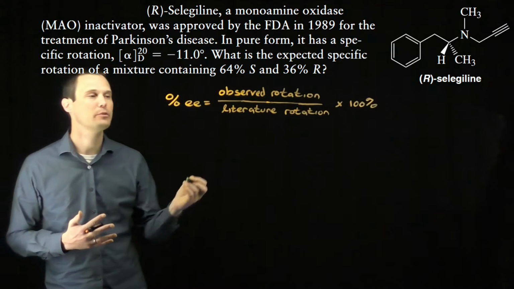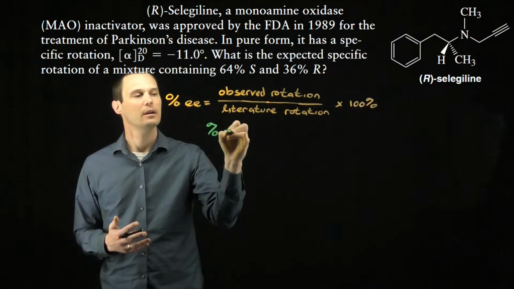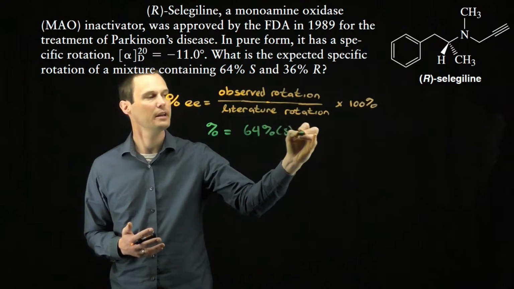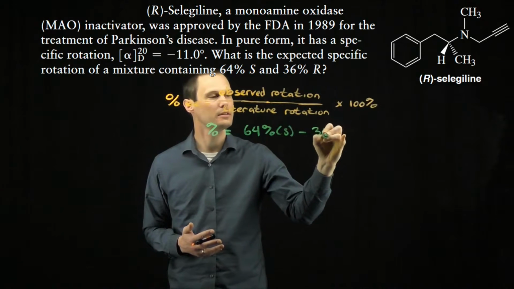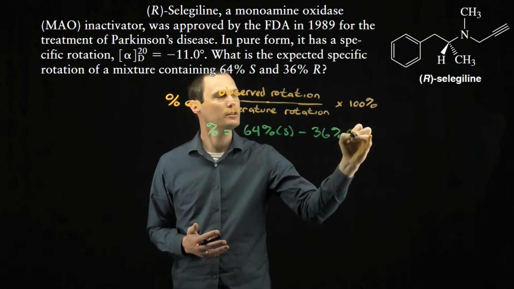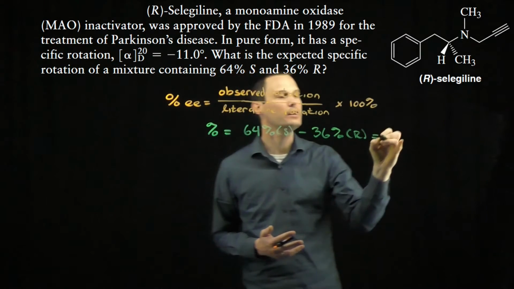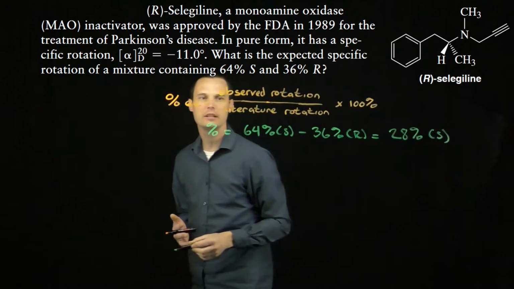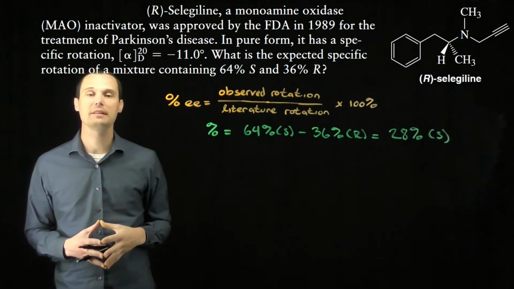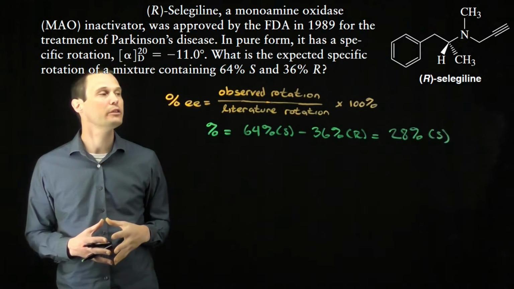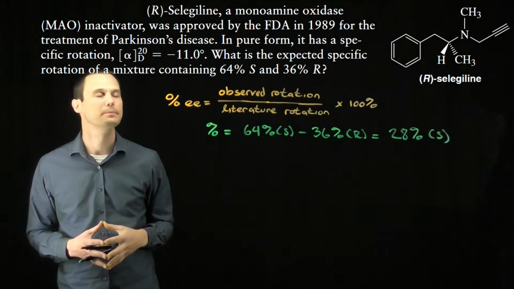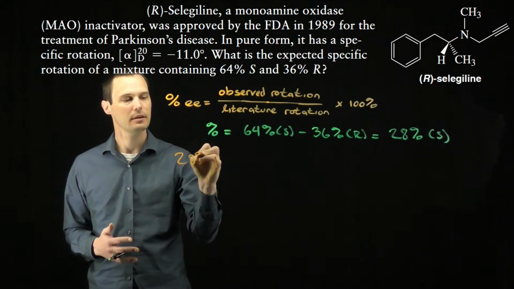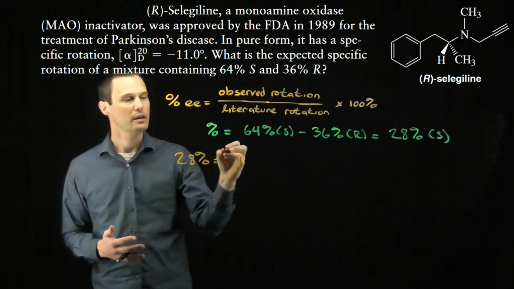To do this, we need to know what the percent enantiomeric excess is. And so our enantiomeric excess will be the 64% S enantiomer minus the 36% of the R enantiomer, to give us an EE of 28%, favoring the S enantiomer. The fact that it favors the S enantiomer is important because our specific rotation, the literature rotation, is given as the R enantiomer.